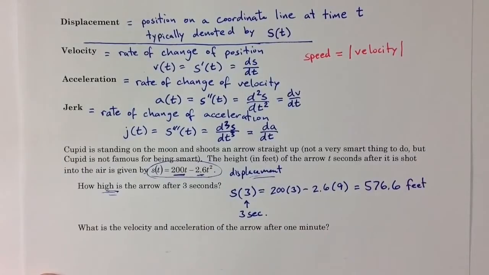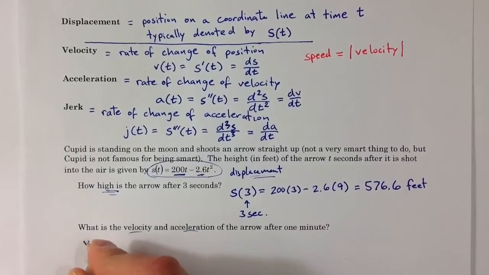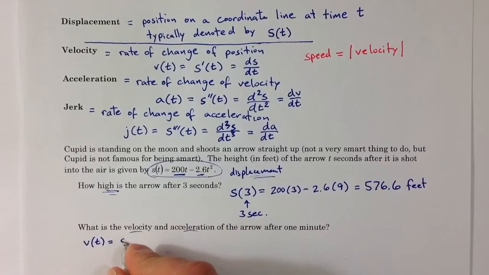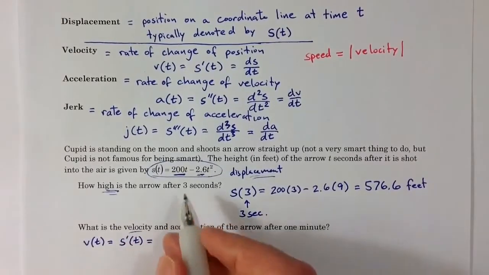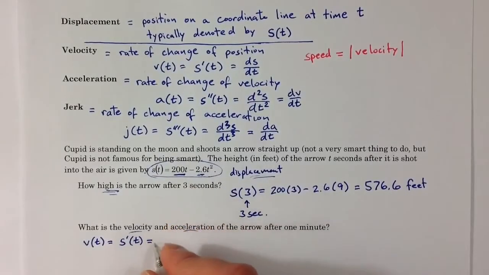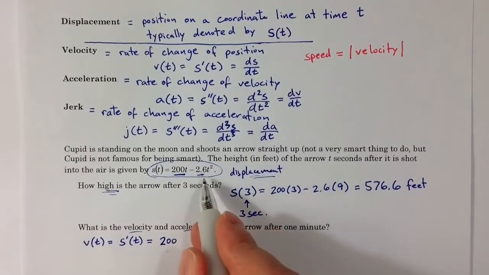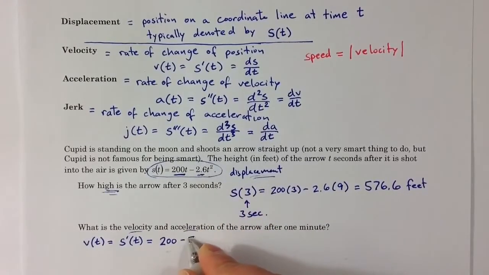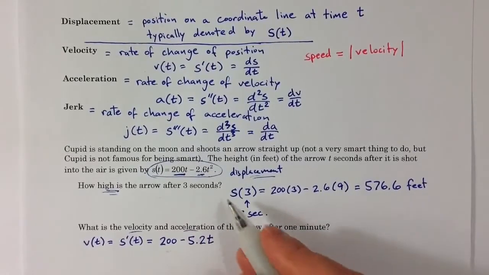A second question, let's think about velocity and acceleration. For velocity, as we described up above, velocity is the derivative of the displacement function, the derivative of the position function. And so if I take the derivative, thinking about the power rule here, 200t is simply going to be 200, and negative 2.6t squared, well, bringing down that exponent, multiplying by 2, I end up with negative 5.2, and then the new exponent is just going to be 1, 2 minus 1.